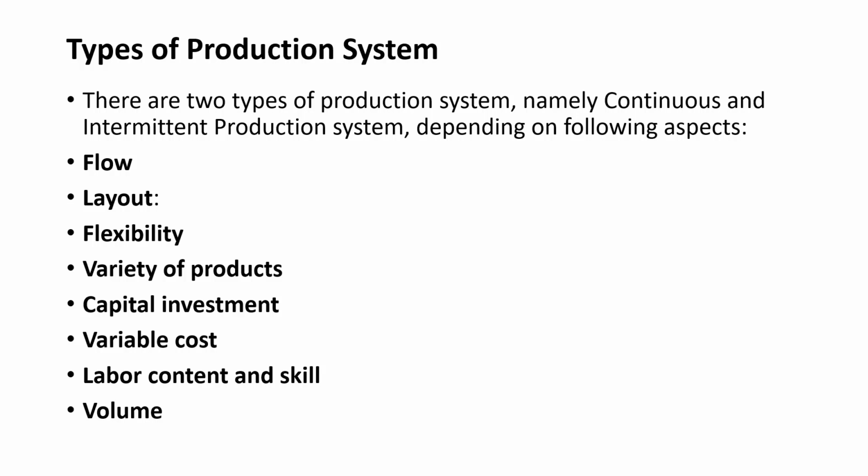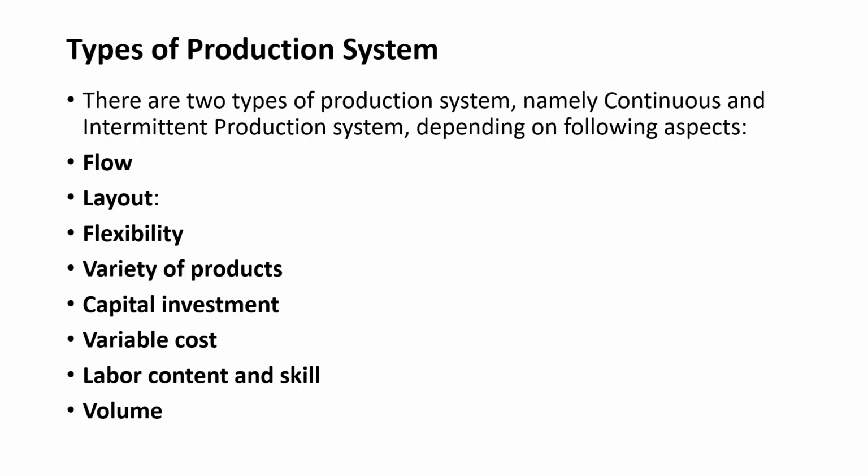Now there are two types of production system. One is called intermittent production, another is called continuous production, and the type of production system to be chosen depends on the following aspects. So first is flow. Flow means ranging from a large number of possible sequences of activities to only one possible sequence. What does it mean? It will be more clear when we take into consideration the layout.